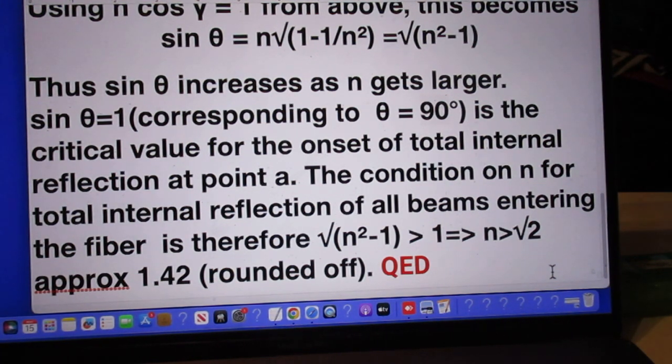The condition on n for total internal reflection of all beams entering the fiber is therefore that the square root of n squared minus 1 should be larger than 1. In other words, n is larger than the square root of 2, which is approximately 1.42 if I round it off. Quod erat demonstrandum.